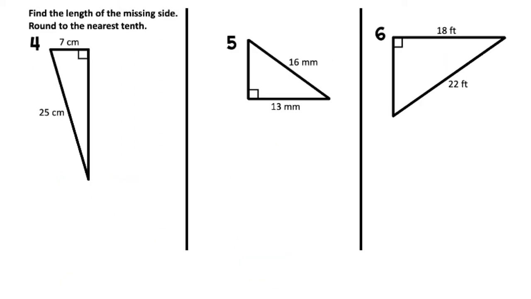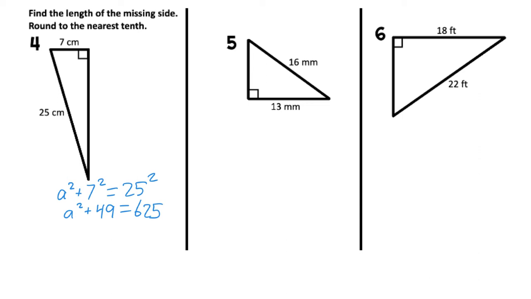Now, let's try some examples where we are given our hypotenuse and we have to find a missing leg. In the first example, our longest side is 25. So when we plug into our equation, a squared plus b squared equals c squared, we will have a squared plus 7 squared equals 25 squared, which is a squared plus 49 equals 625.